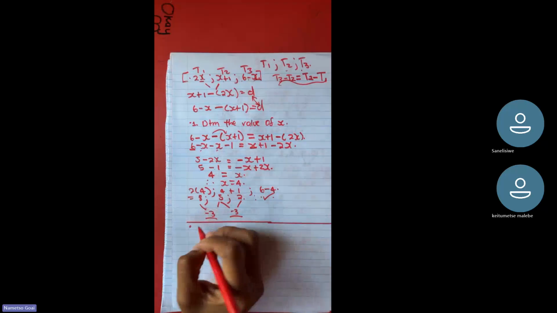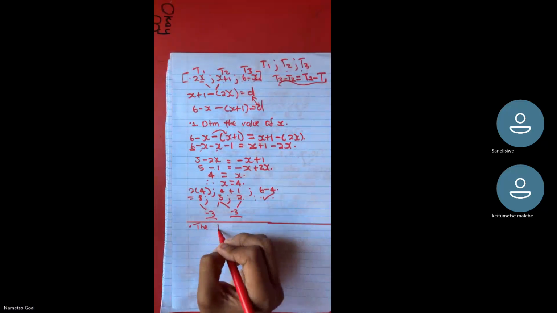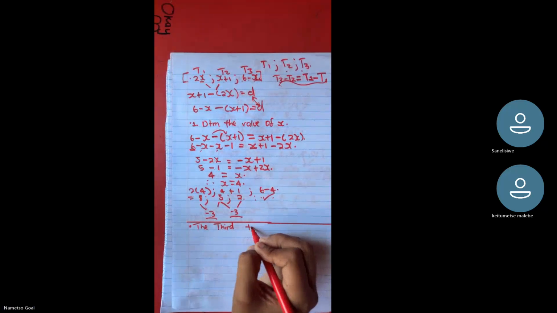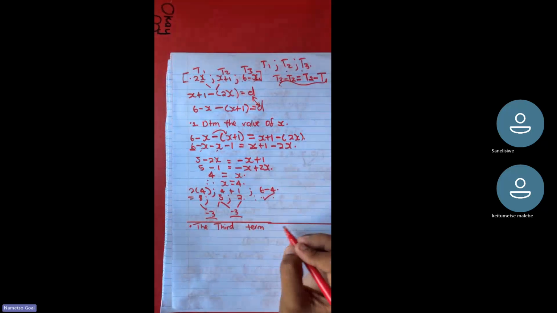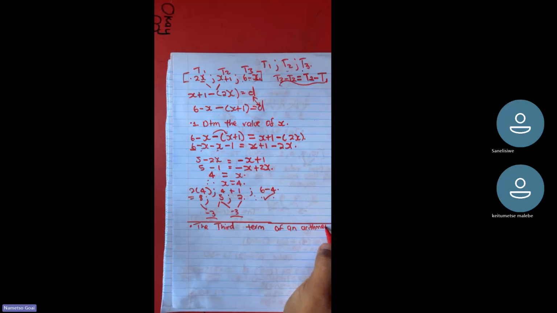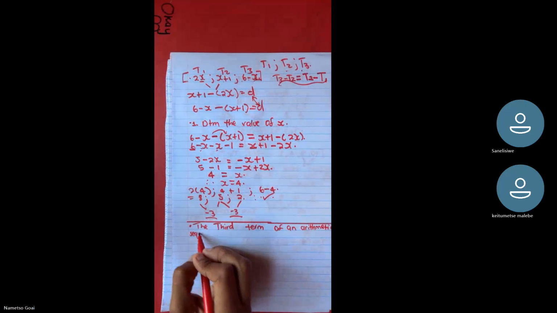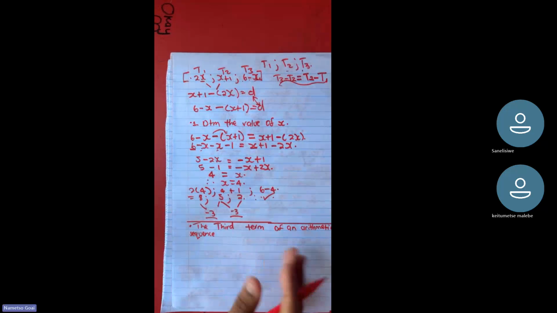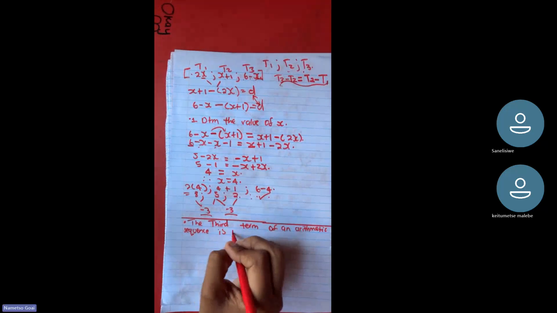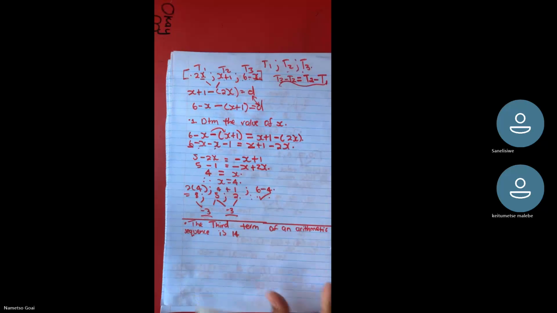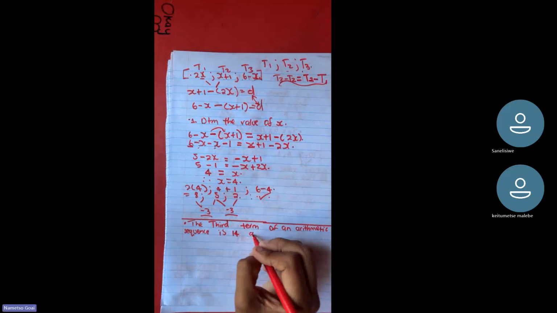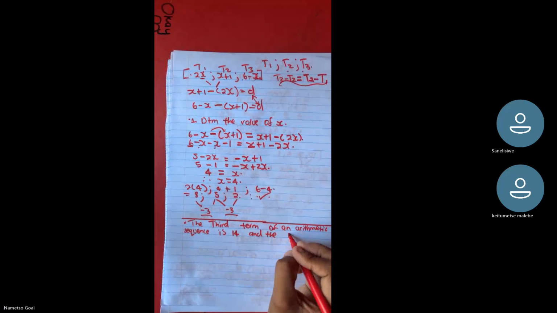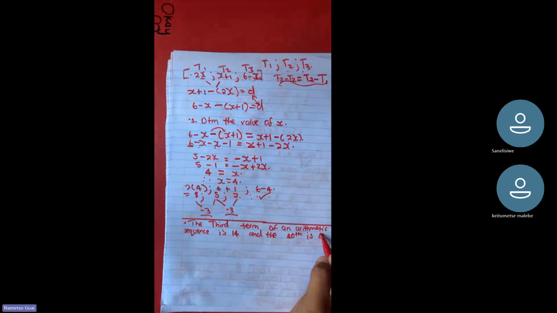Okay. So they're telling us that, okay, just write it. The third term of an arithmetic sequence is 14, and the 10th is 84.